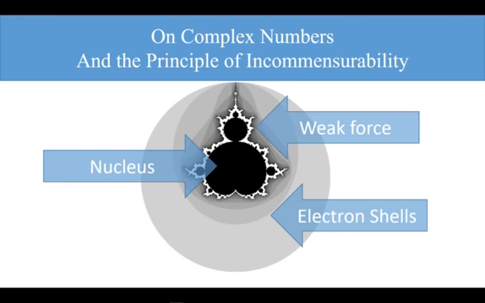Here we have the weak force playing the role of the domain separator. The weak force is the event horizon of the atom. The weak force is responsible for bringing things together, as in nuclear fusion events, and it is also responsible for tearing things apart, as in nuclear fission events. As you can see, the principle of incommensurability seems to apply to all scales of organized matter.